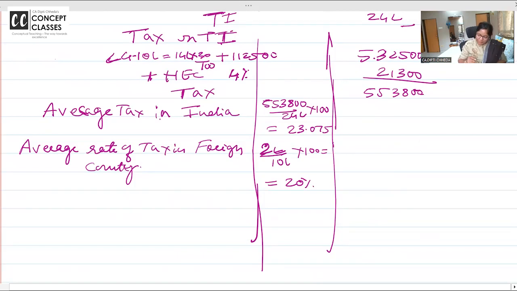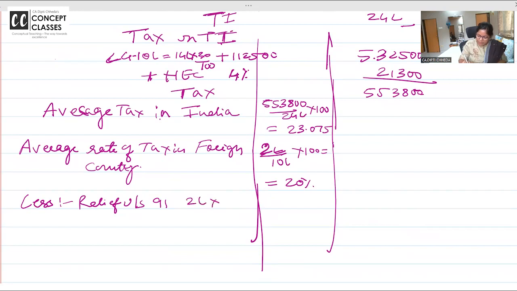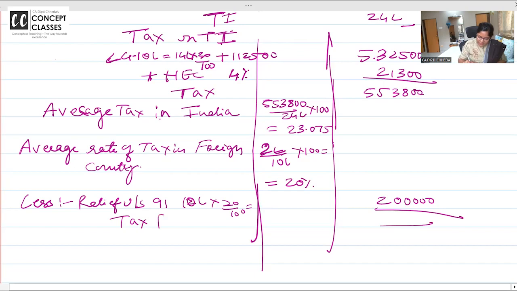On foreign income, you will give the relief. Less relief under section 91: on 10 lakhs, 20%, that is 2 lakh. So what is the tax payable? 3,53,800. Take your time and honestly tell me, is it easy or not?